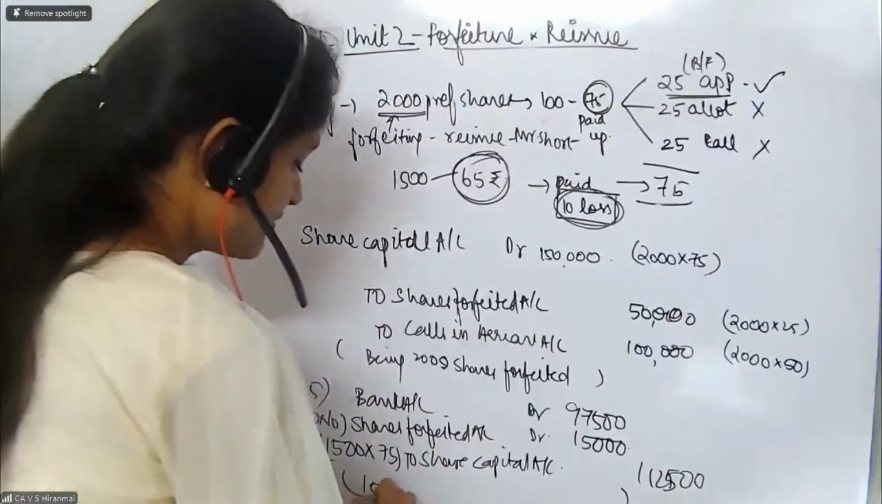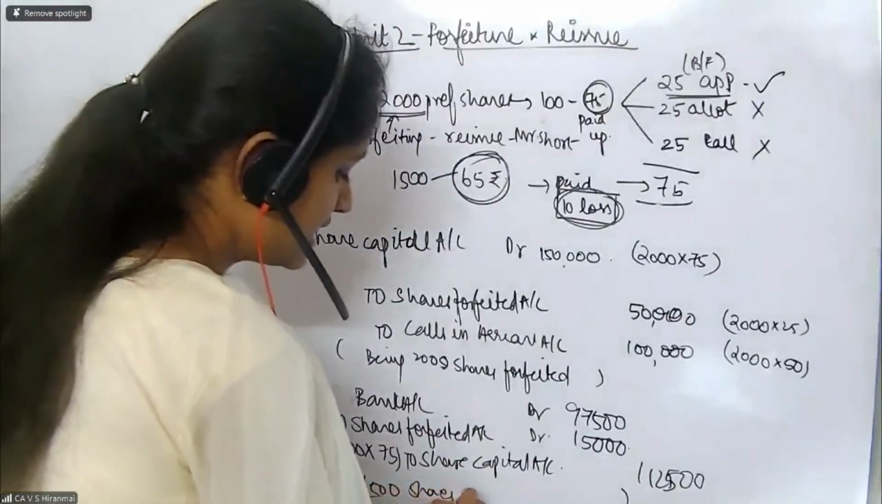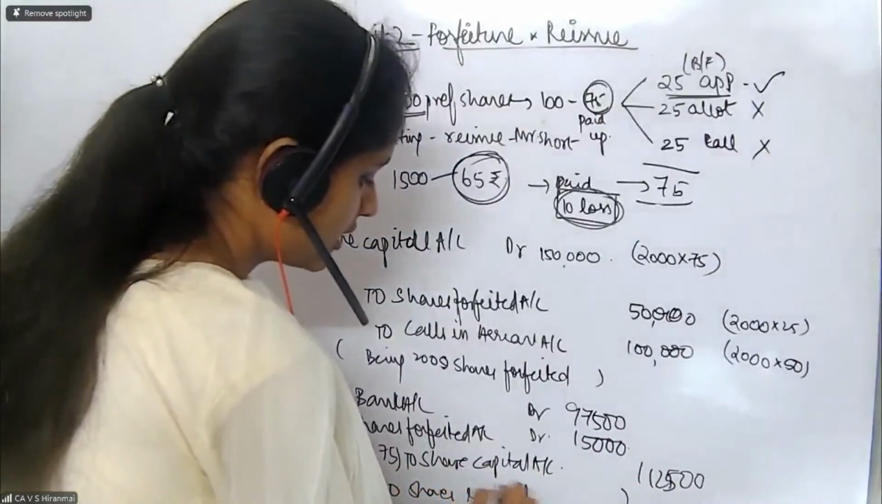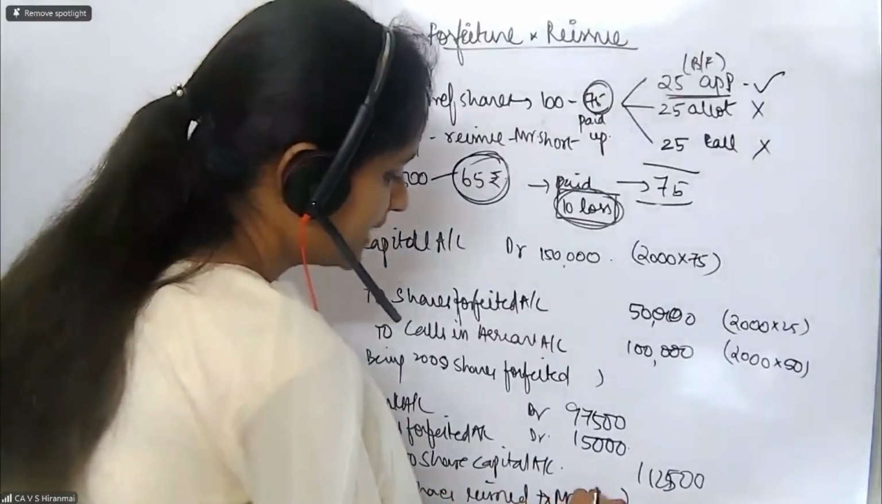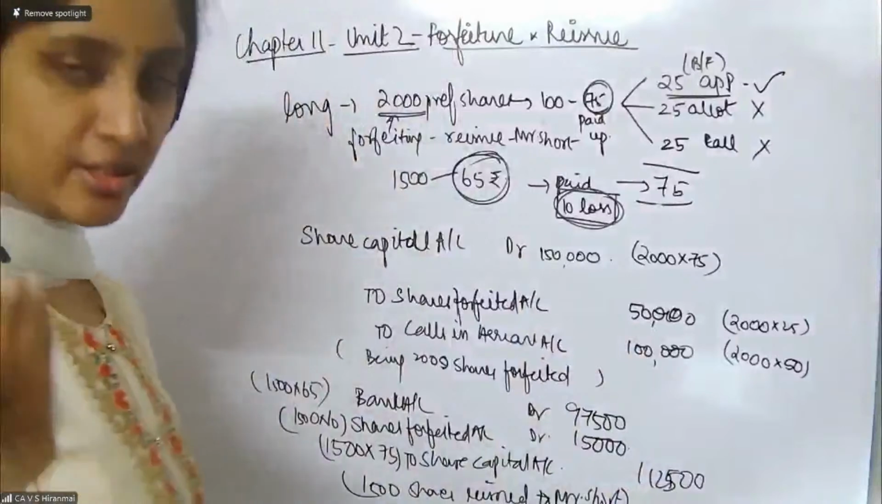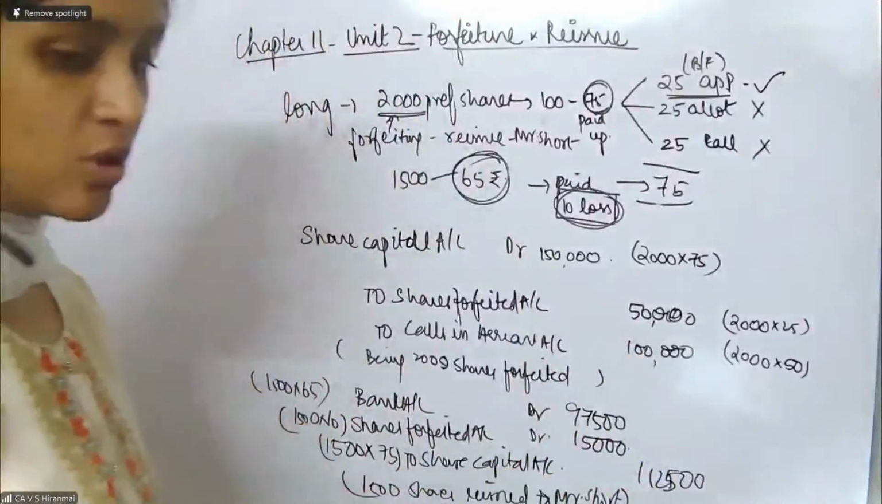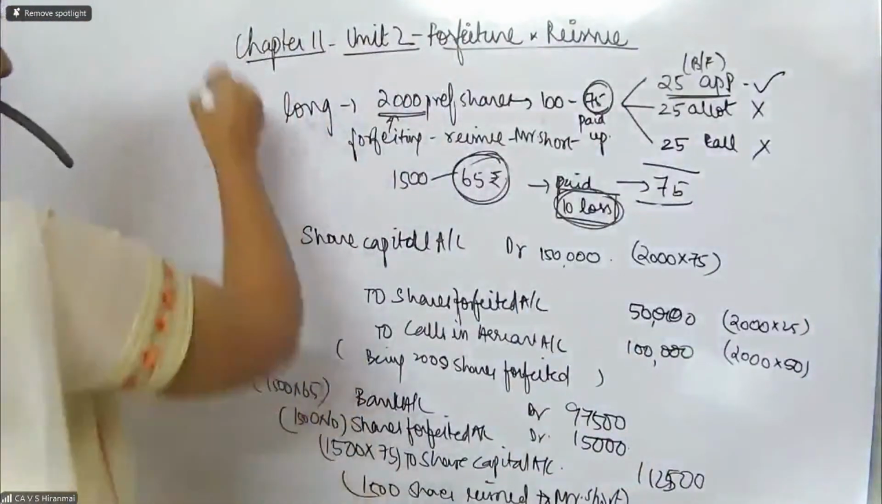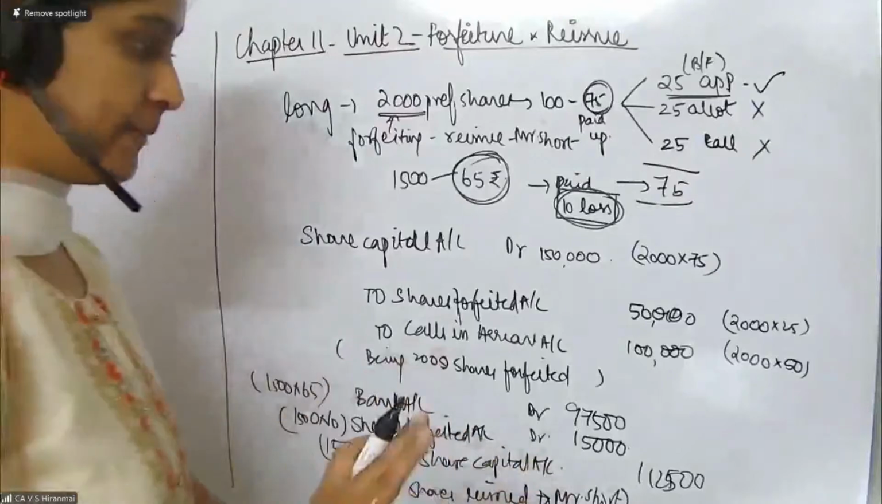The 1,500 shares reissued to Mr. Short. When you keep practicing more and more, when you pass the entries, you will be able to maintain your speed to write the narration also. Otherwise, it will become difficult and you will say, Madam, no time, no time.